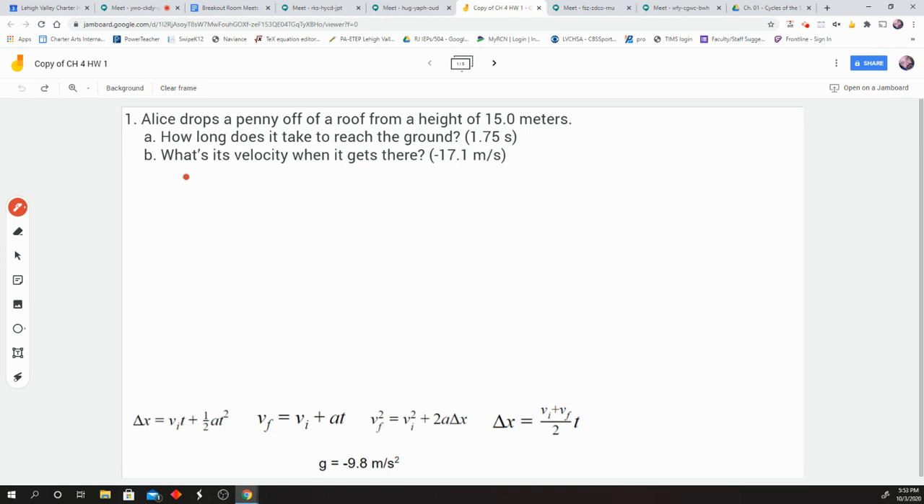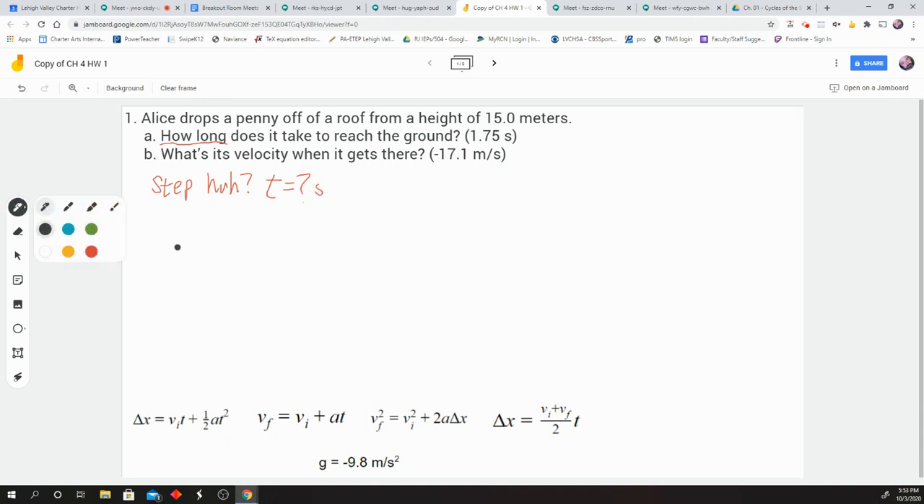So we start off all problems the same way. Step zero means make sure you understand what the question is and what you're looking for. So how long does it take? How long in this context means time. So the thing we're looking for is time. So t equals question mark, and the units for time will be seconds.